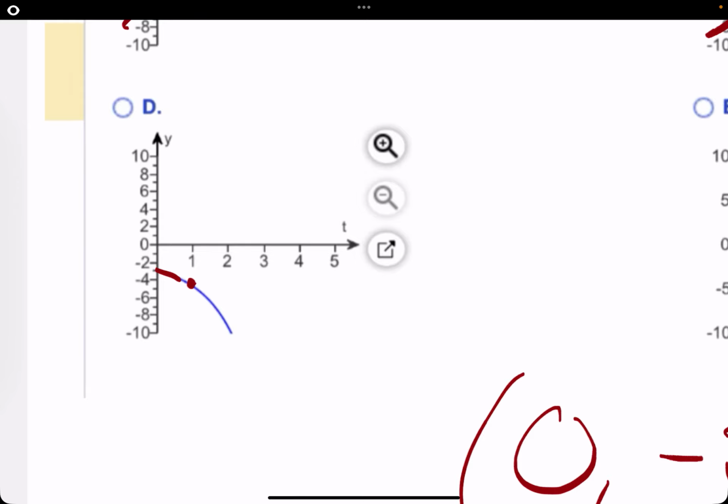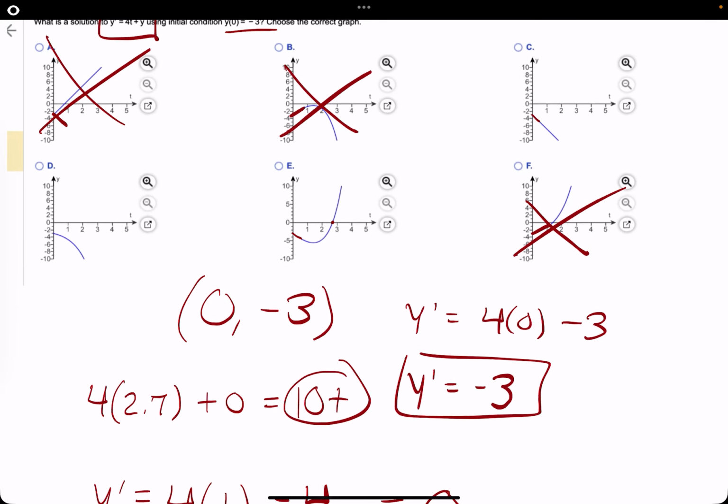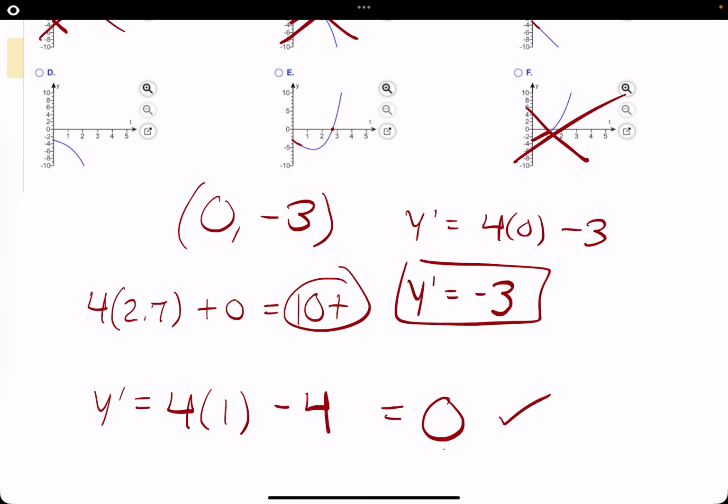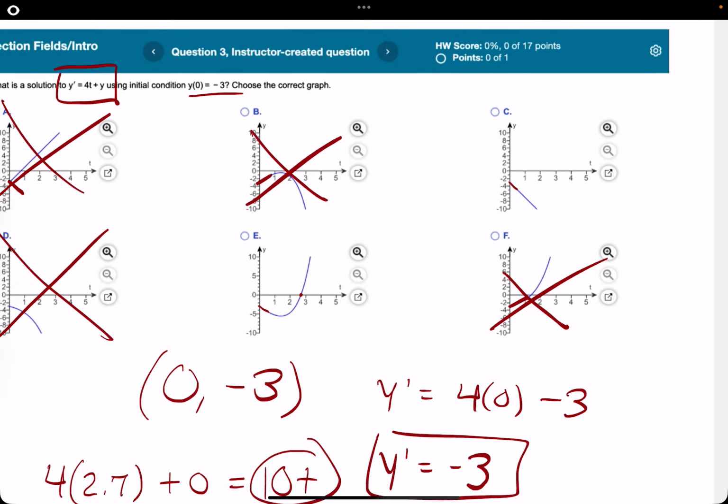So even though this is a real rough estimate, I feel like the slope should be closer to 0 at (1, -4) because we're getting a slope of 0 down here. And so I'm going to go ahead and just disregard option D.